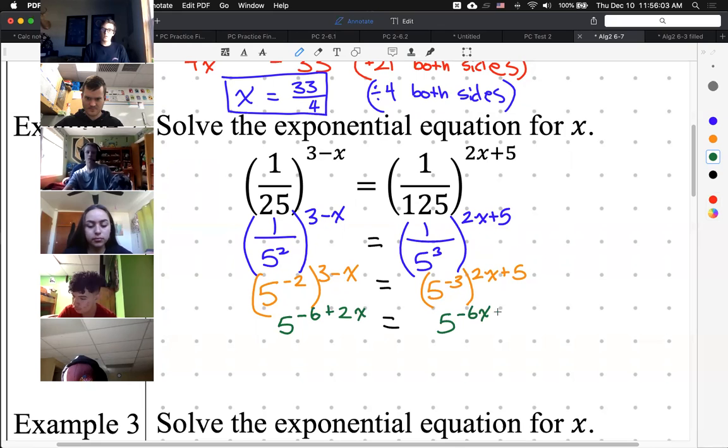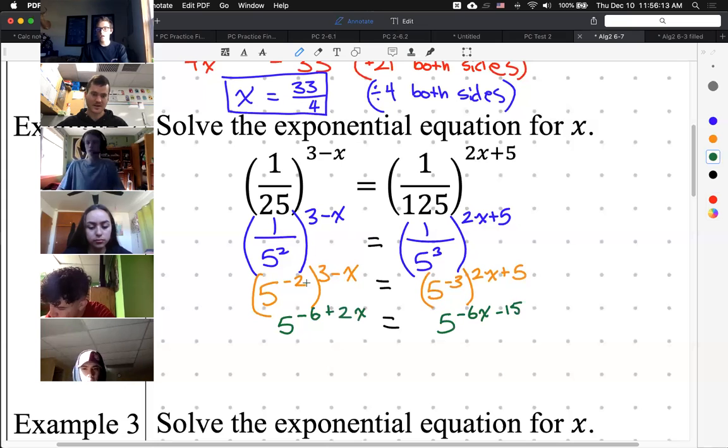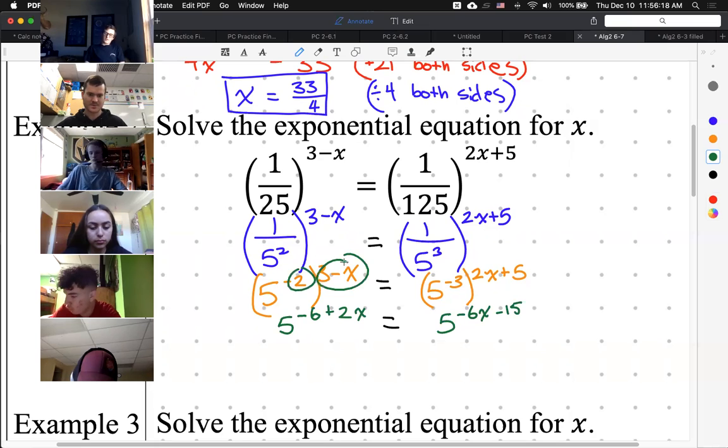plus negative 15, I'll just say minus 15, if that's okay. Negative negative 15. Whew, there it is. All right. So we're just distributing our powers. Again, when I have a power to a power, that means I'm multiplying their exponents.